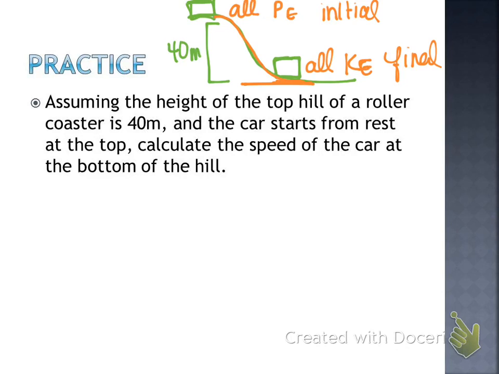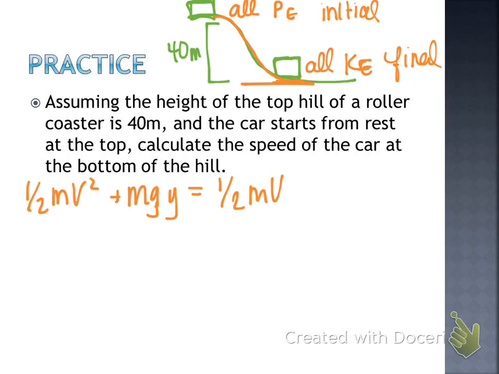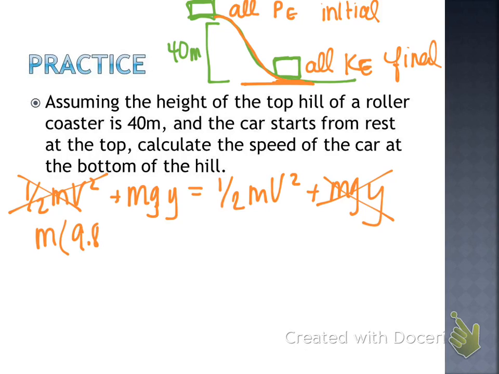So we can go ahead and start plugging in our variables here to our conservation of energy equation, which is 1/2 mv squared plus mgy equals 1/2 mv squared plus mgy. At the beginning we said we have all potential, so we don't need that kinetic energy equation, and at the end we said we had all kinetic, so we don't need this potential energy equation. Now we're going to take m times 9.8 times our y value, which was 40. We're going to set it equal to 1/2 m times v squared.